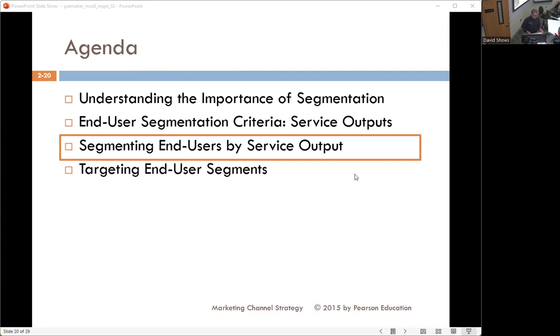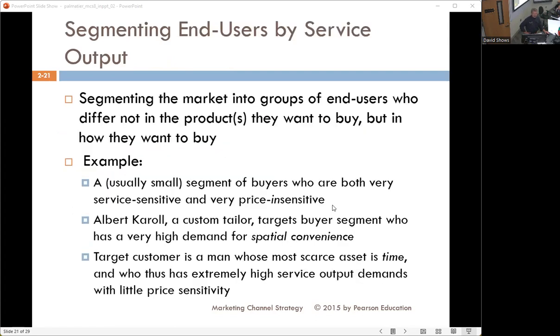Any of you who have done marketing research at all basically understand the concepts of doing research and surveys and those kinds of things. And we do pretty much the same thing in channels, although it isn't necessarily what products we want, but how we want them to be delivered. So how do we segment end users by service outputs? We look at how those groups or end users differ, not in what they buy, but how they want to buy it. And this is an example of a group that is very service sensitive, but very price insensitive.